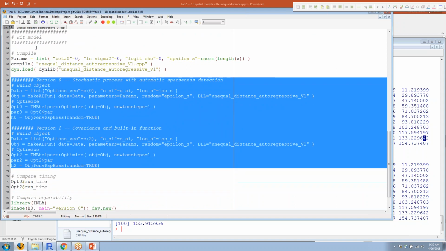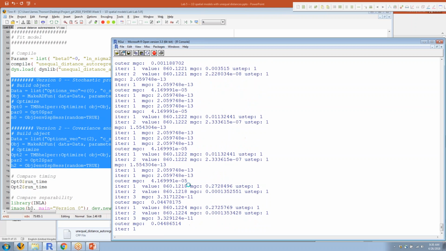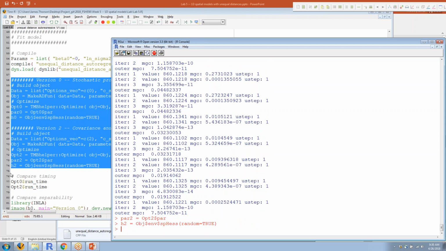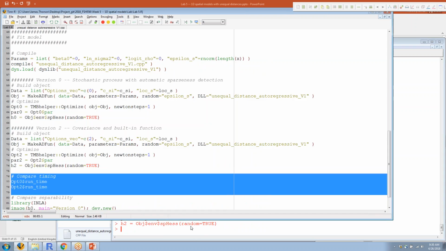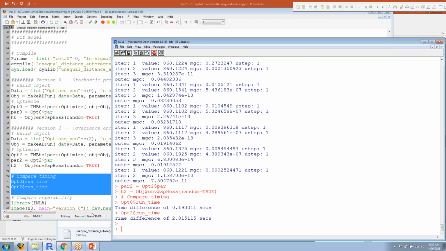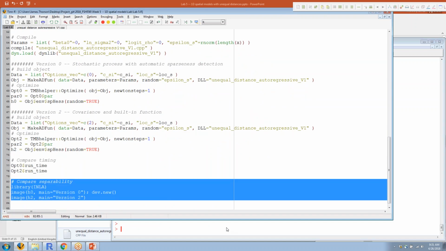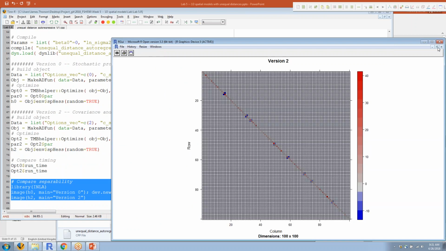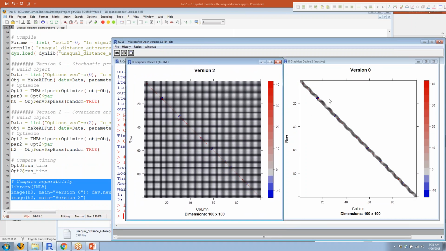So again, we'll just run this. We'll run both of them immediately, and we can already see that version 2, which is where we generate the covariance matrix by hand in the C++ code, took longer to run. In this case, about 10 times longer again. And again, if we check separability, we can see that version 2 failed to detect sparseness.